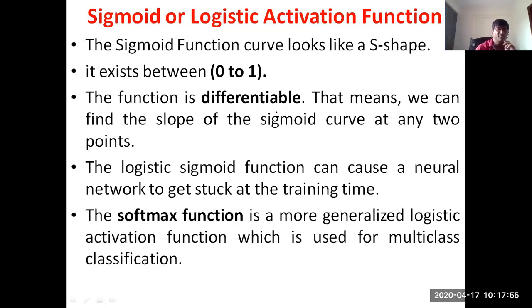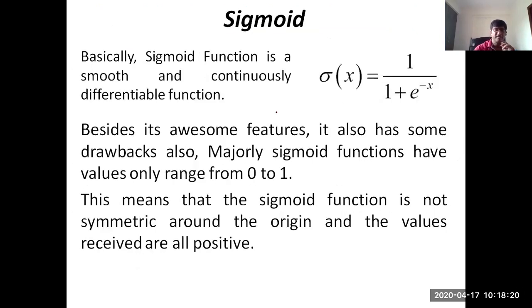In order to overcome this, there is a variation of the sigmoid function, which we call the softmax function, which is a more generalized logistic activation function. Moreover, the sigmoid function is most of the time not used for multi-class classification, but softmax functions can be used for multi-class classification as well. So we'll be learning about softmax functions in the upcoming slides.